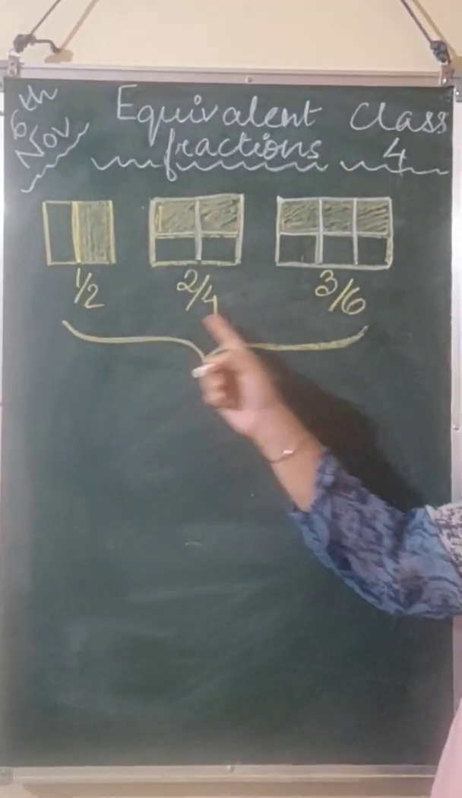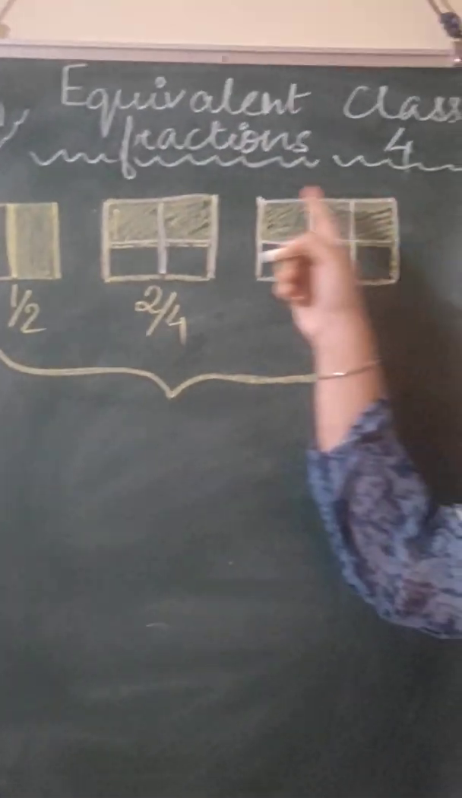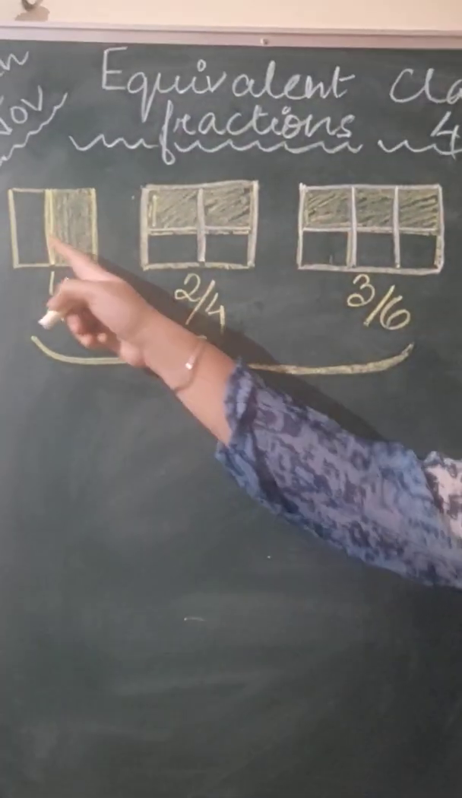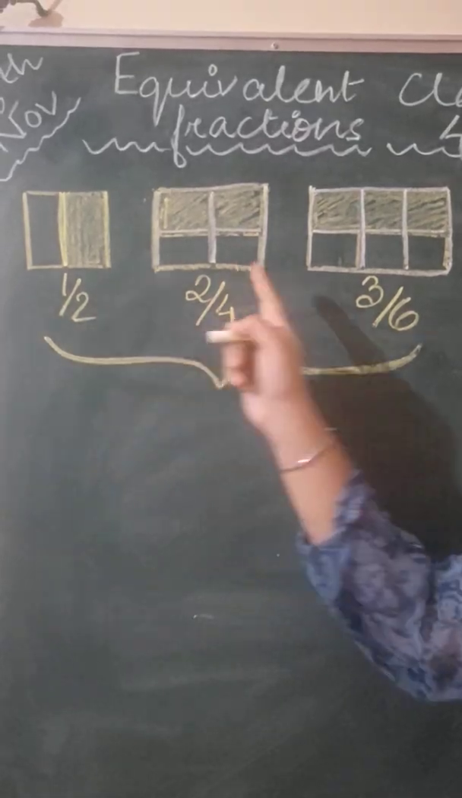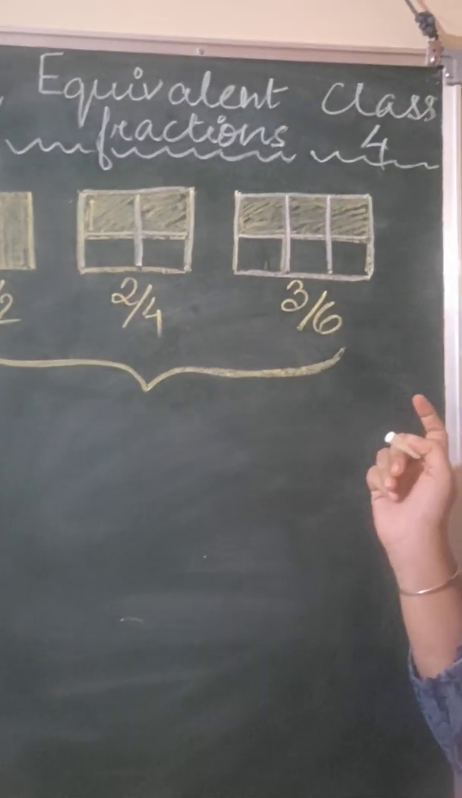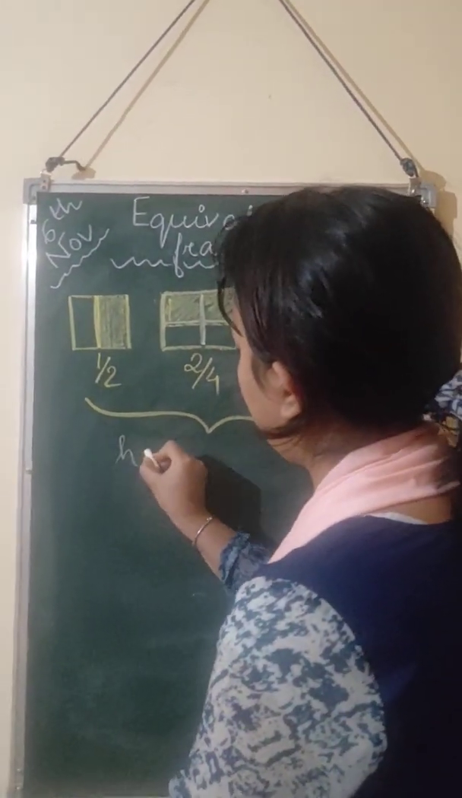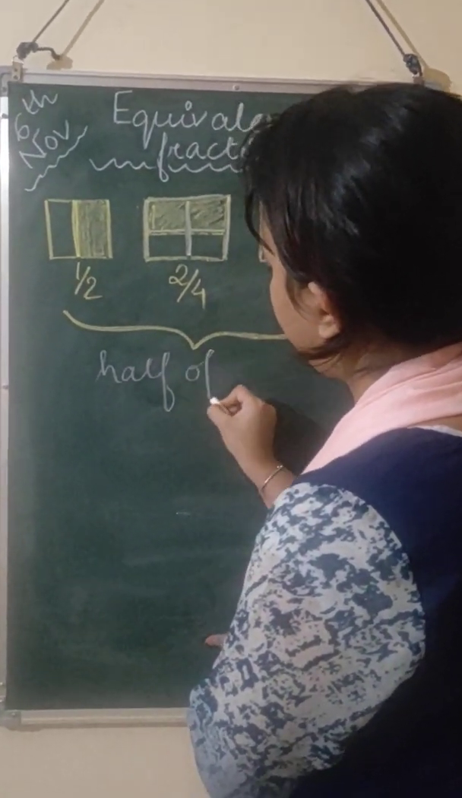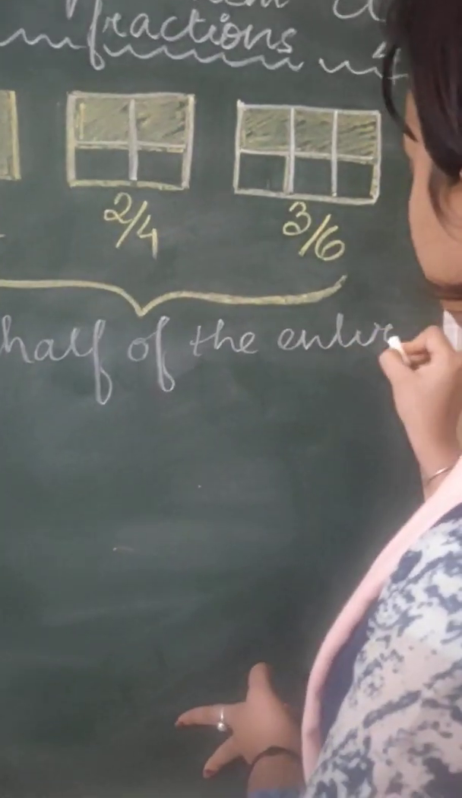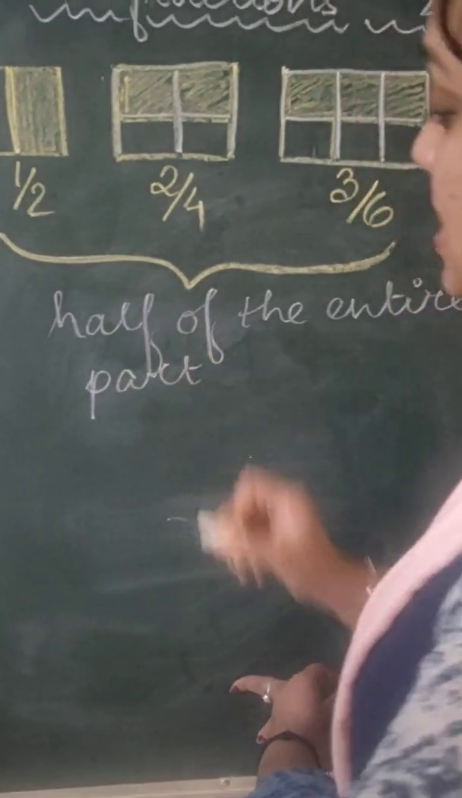Now in all these fractions, 1 by 2, 2 by 4, 3 by 6, you see the entire rectangle is divided into half. In the sense, out of 2 parts, 1 part is shaded. Out of 4 parts, 2 parts are shaded. Out of 6 parts, only 3 parts are shaded. So what do these fractions represent? Half of the entire part. These fractions represent half of the entire part.